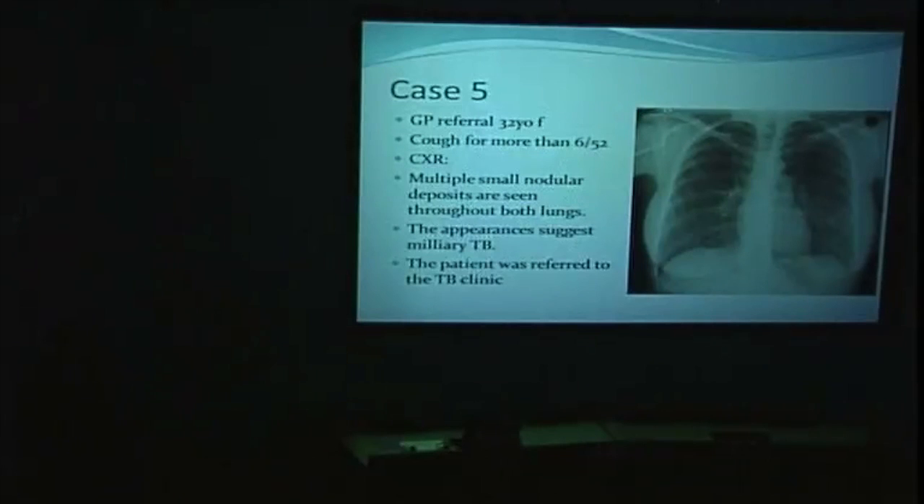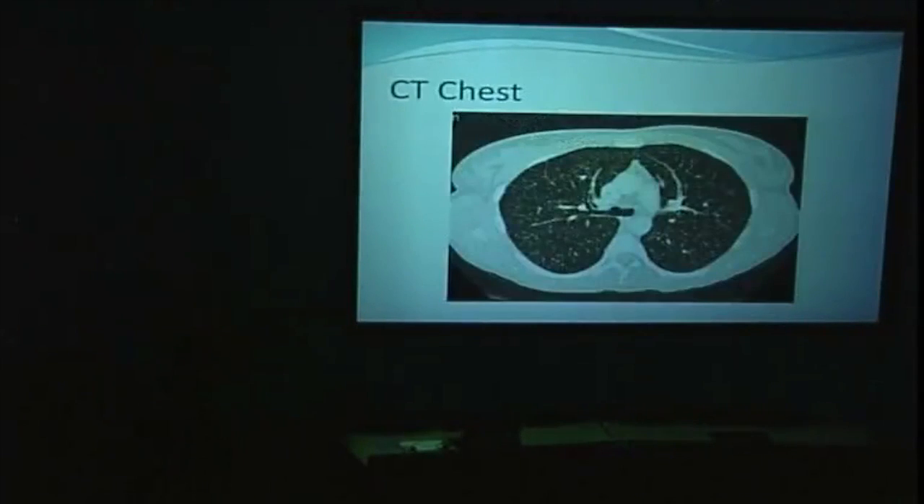A 32-year-old lady presented with a six-week cough and some weight loss. A chest X-ray was done showing multiple small nodular deposits throughout both lungs, with an appearance suggesting miliary TB. The patient was referred to the TB clinic. You can agree there's a miliary pattern of shadowing there.